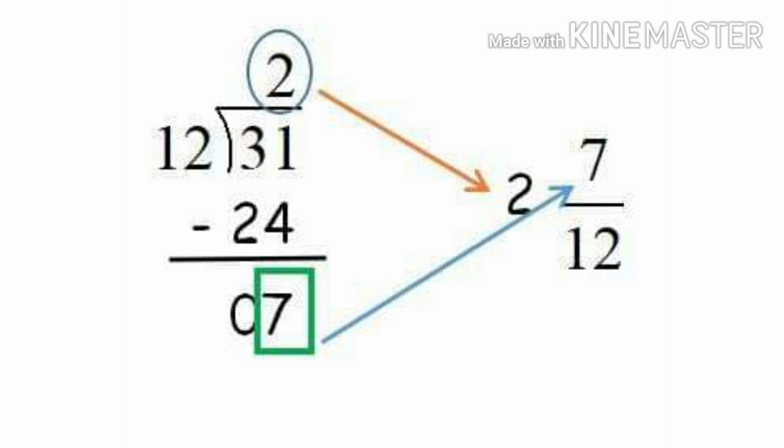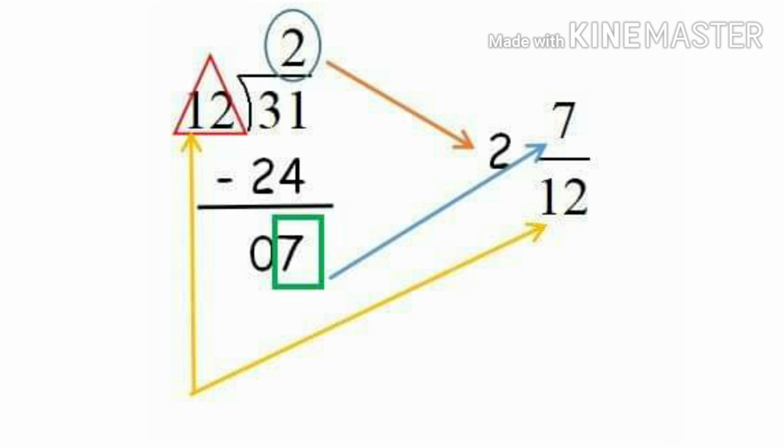How can we form the fraction? What can be taken as our numerator? The remainder would be our numerator, and our divisor would become our denominator. Okay? So what's our mixed number here? Our answer, that would be 2 and 7/12, and that would be our final answer.